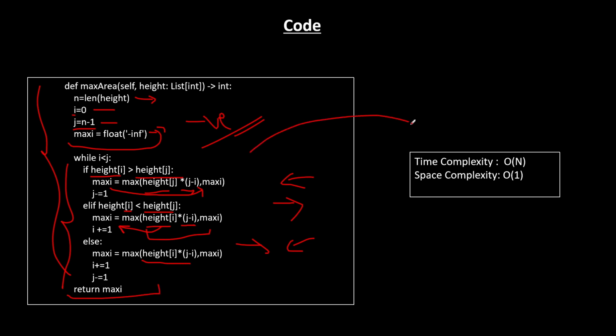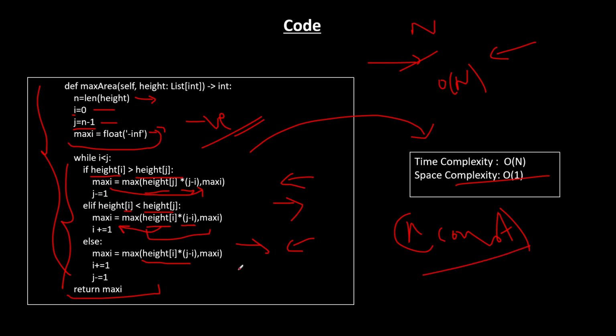Now the time complexity is O of n because we are iterating the array only once, of length n, from both directions. And space complexity is O of 1 because we are not using any data structures such as list, stack, or queue to store the output. Instead, we are just storing a value, which takes constant space. I hope you understood the code, and now let's move to the next slide.